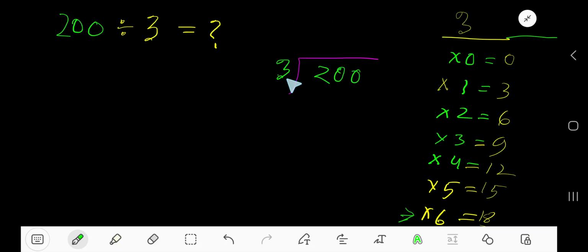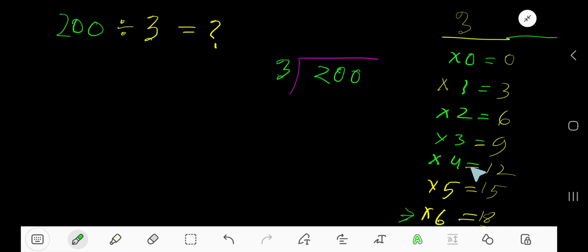200 divided by 3. Here 3 is a divisor, so we need the multiplication table of 3. 3 times 0 is 0, 3 times 1 is 3, 3 times 2 is 6. To find the multiplication table of 3, just add 3 to the previous step. 0 plus 3 is 3, 3 plus 3 is 6, 6 plus 3 is 9, 9 plus 3 is 12, 12 plus 3 is 15.